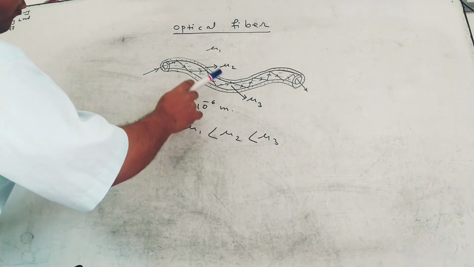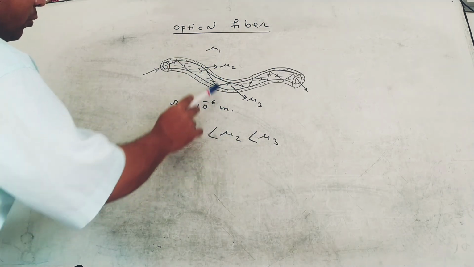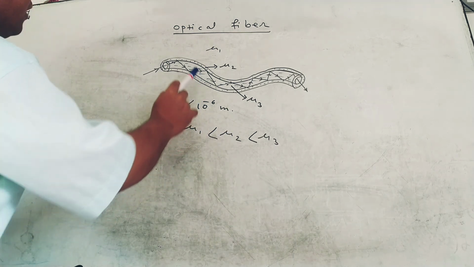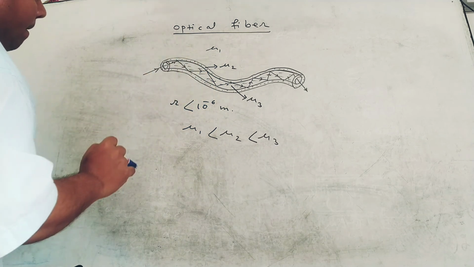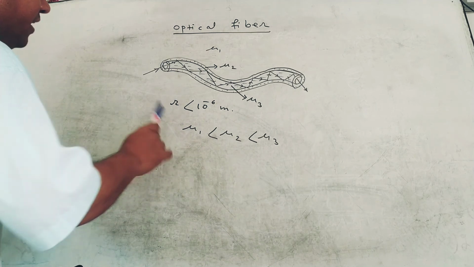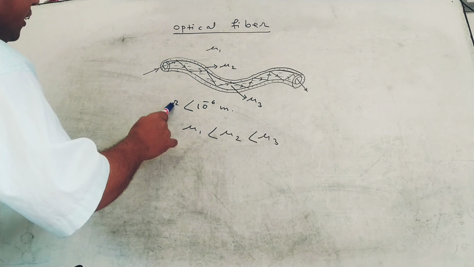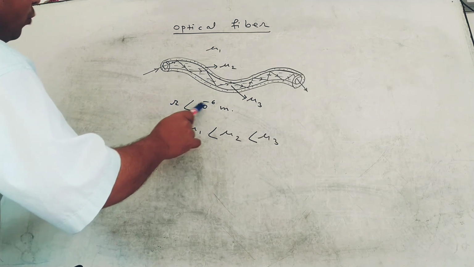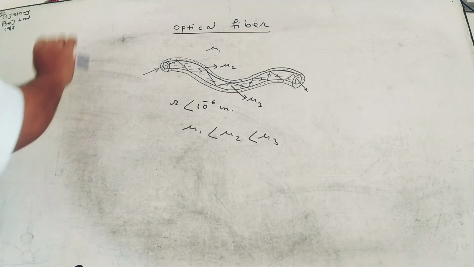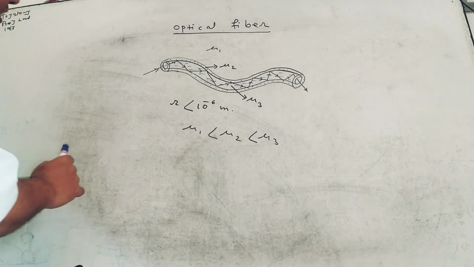The refractive index of the core is greater than the refractive index of the cladding, and the refractive index of the cladding is greater than the refractive index of air or the outside medium. Here the radius of the core of the optical fiber is very small. It is less than 10 to the power minus 6 meter.